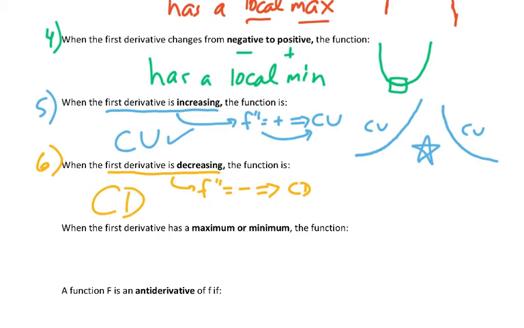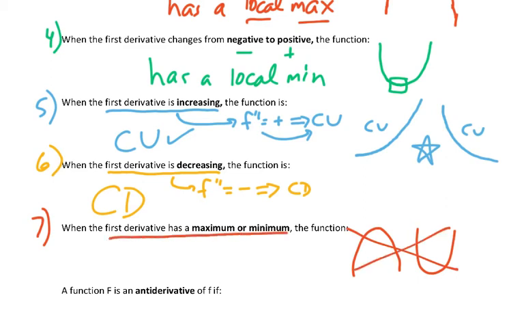Okay, we're getting there. This one we didn't touch on last time. Let's think about it. When the first derivative has a maximum or a minimum. Okay. Well, not like this or this. That's when the original function has a max or min. But when the first derivative has a max or min. Now, if that's really tough to picture, don't worry about picturing it.